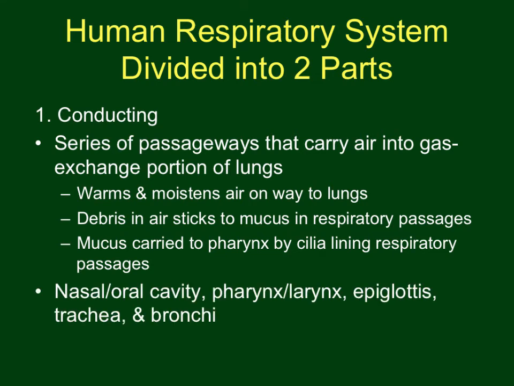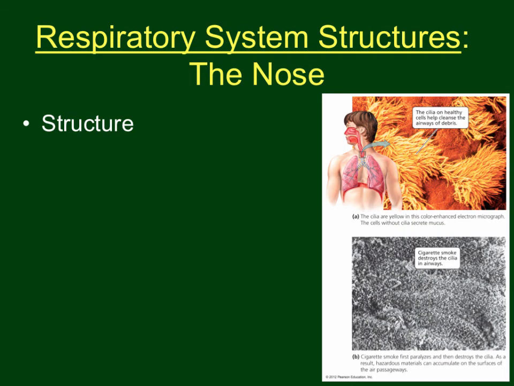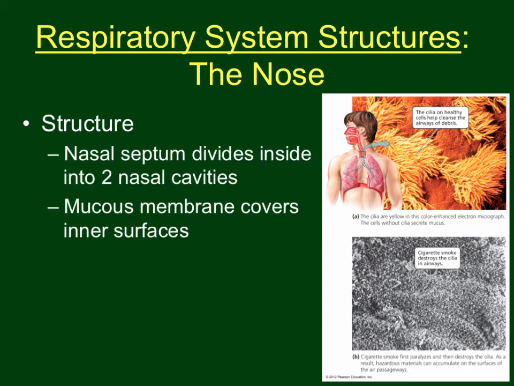So again, the nasal and oral cavity, pharynx, larynx, epiglottis, trachea, and bronchi, and I would even throw in bronchioles as well, because they are certainly part of the conducting aspect of the respiratory system. Now the nose itself, we're going to start off and go section by section and look at some of the points of interest along the way in the respiratory system.